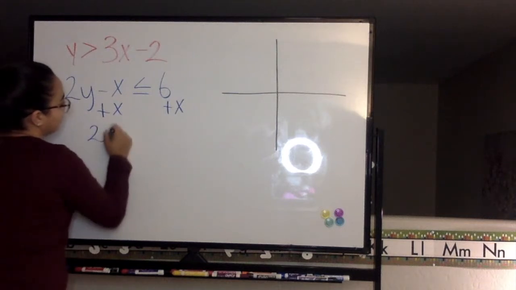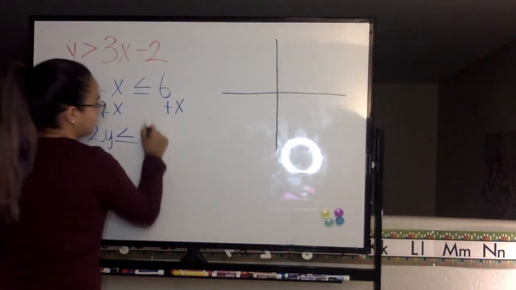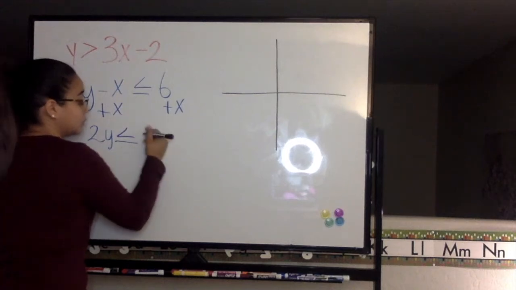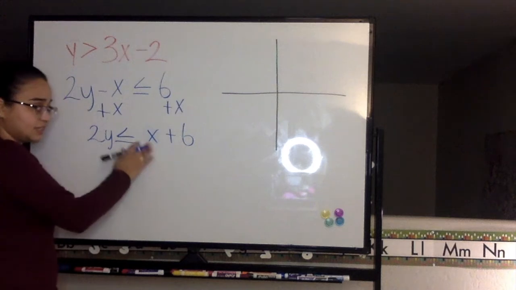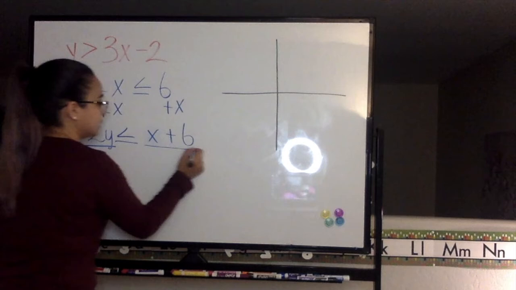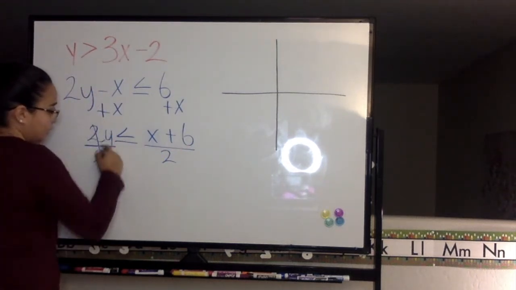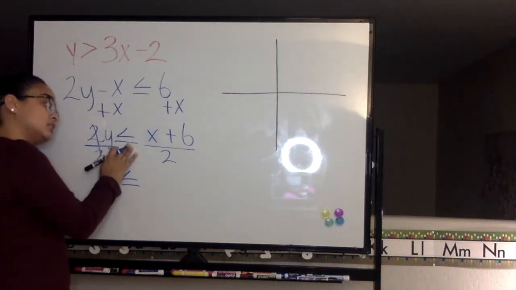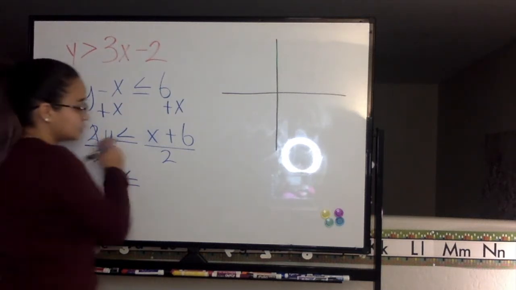That leaves us with 2y is less than or equal to x, or let's just write it in the order it's supposed to go, x plus 6. It's positive x, so it stays a positive number. Now we're going to be dividing by 2 on both sides. We are left with y is less than or equal to. The sign does not flip because we are not dividing or multiplying by a negative number, so it stays the same.